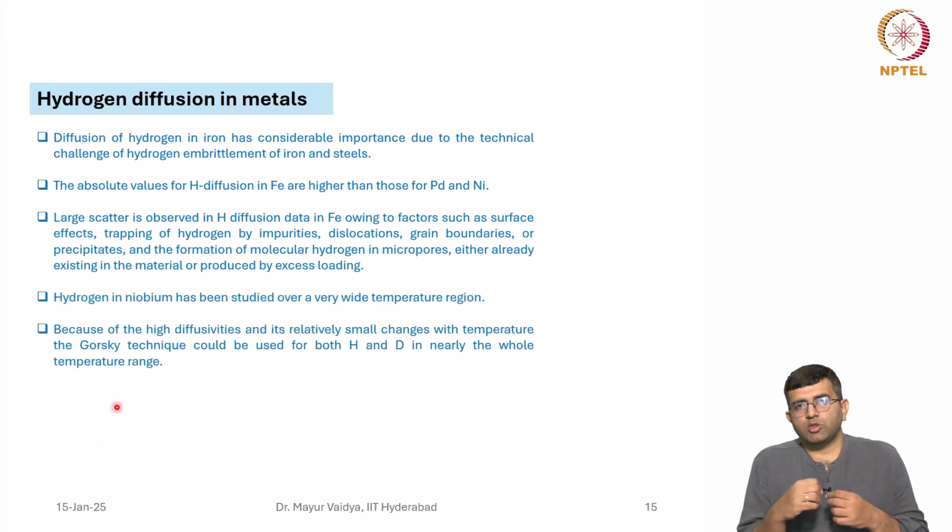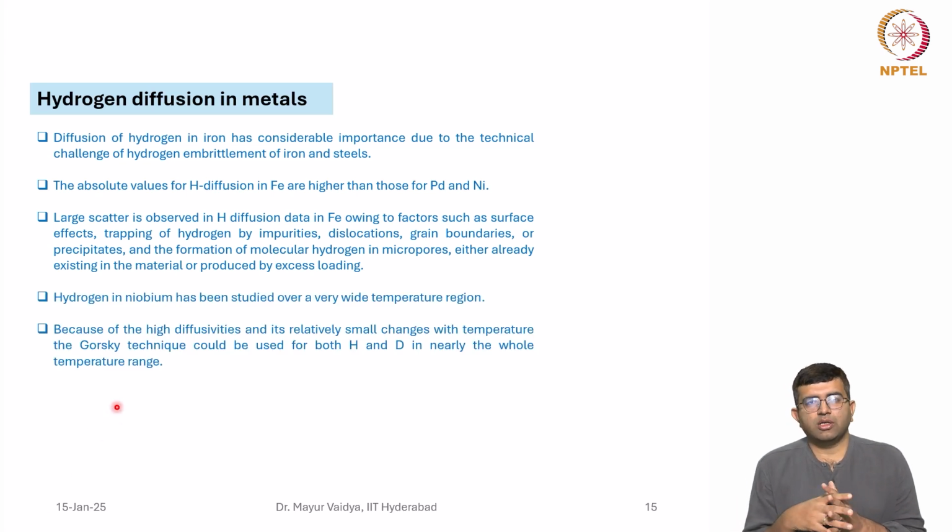Hydrogen in niobium has also been studied in a wide temperature regime, because of the high diffusivities, and because the diffusivity does not change very significantly with temperature for hydrogen. The Gorsky technique, which we saw as an indirect method, could also be used for hydrogen and deuterium in a very wide temperature regime. Remember that when we talked about the Gorsky technique, it is useful for a higher temperature range and hydrogen diffusion in metals.